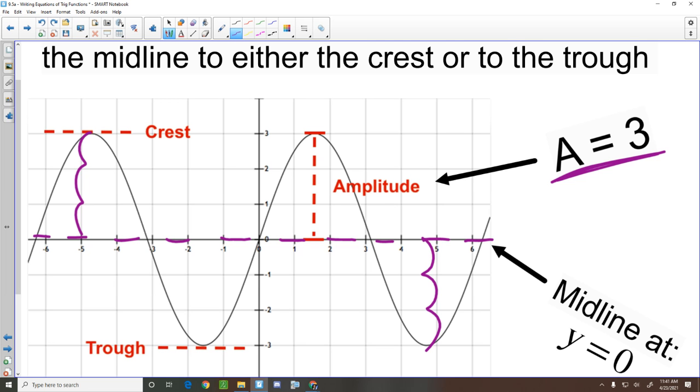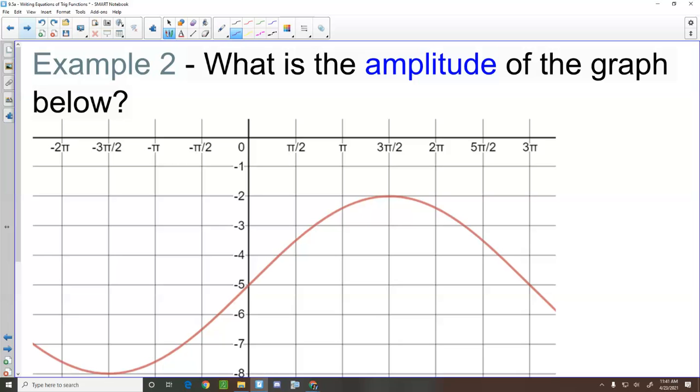All right, can you identify the amplitude of this graph? It's right here for example 2. So you've got another slide in your notes. Just like I did, I would suggest finding the midline first, drawing in the dashed midline, and then use that to try to figure out, hey, what's the amplitude of this graph? Because it's just the distance from the midline to the crest, not from crest to trough.